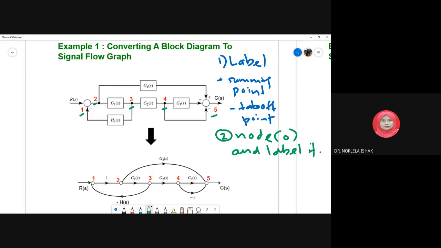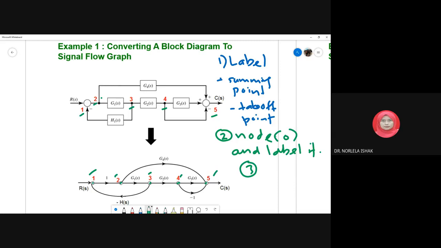Okay, second step, we sketch the knot, meaning node. This is 1, 2, 3, 4, 5. Why 5? Because here we have 5, kan? 1, 2, 3, 4, 5. So we make it 5 knots here, and then we label back. Knot 1, knot 2, knot 3, knot 4, knot 5. Okay, now step 2 is done.